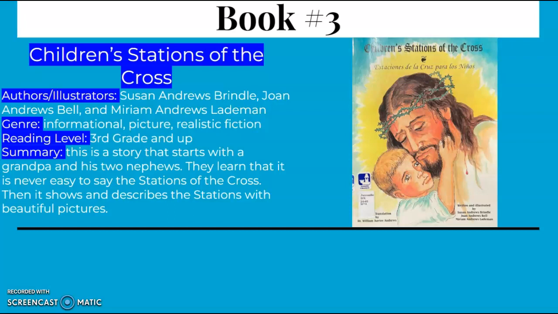And the grandpa wants to say the Stations of the Cross with his two nephews, but then he discusses how it is hard for him to kneel during the stations. But as they go throughout the stations, they realize that even kneeling is way less than what God had to go through. So this book really describes word for word and step by step for children how Jesus really put his life out for us. And I really suggest reading this book. It had a lot of really great illustrations in it.